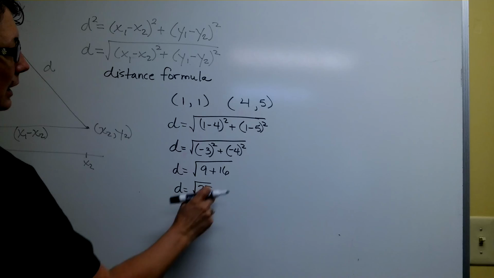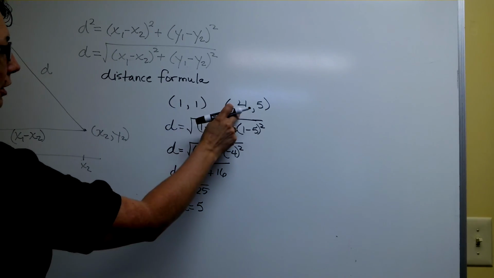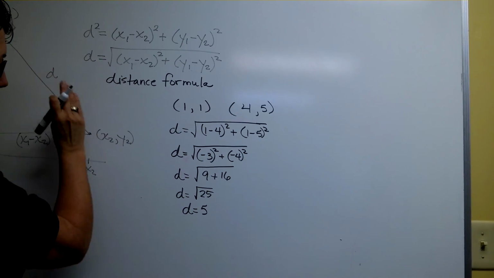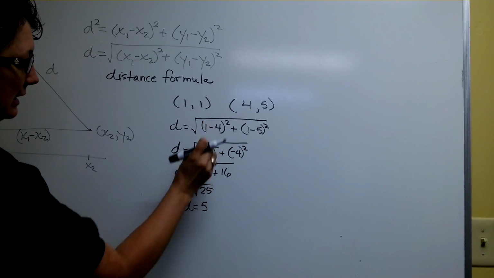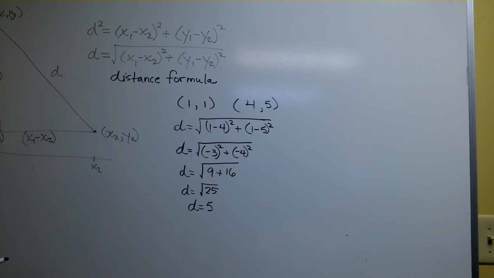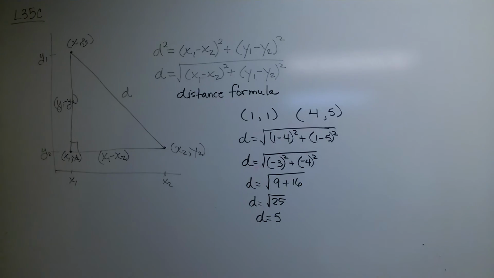So the distance between these 2 points on our graph, if we drew a picture, we would see the distance to be 5 units. All right, thank you very much.